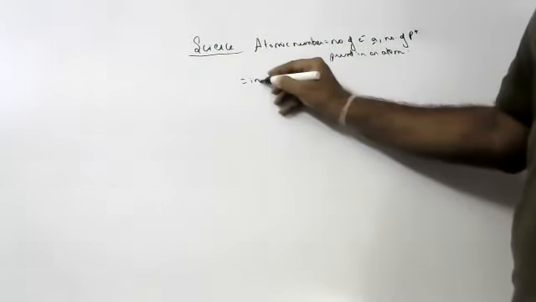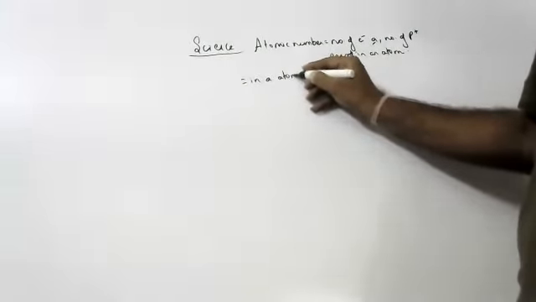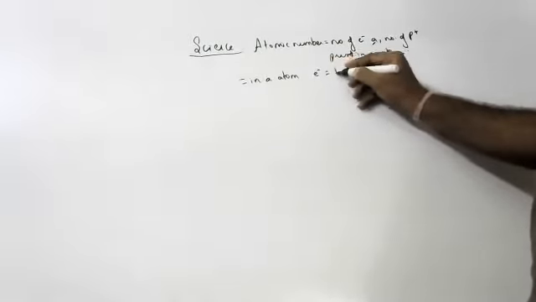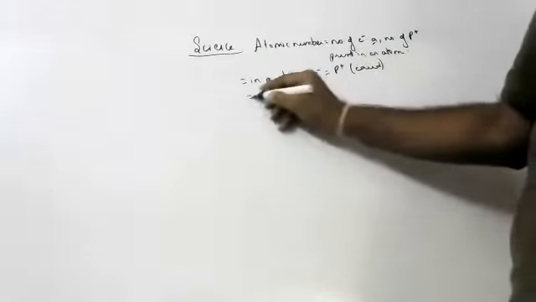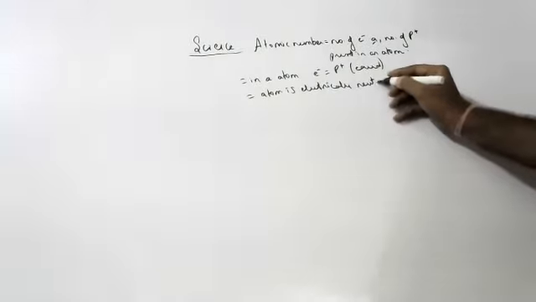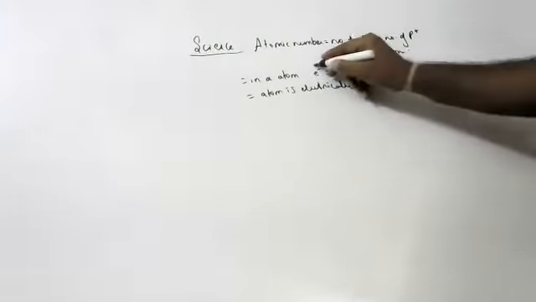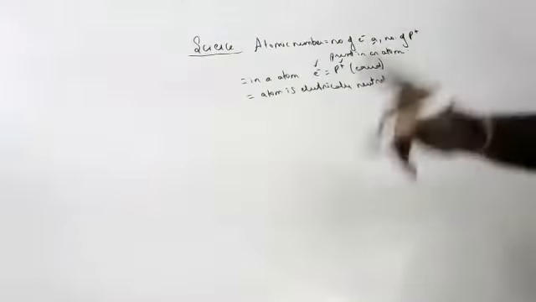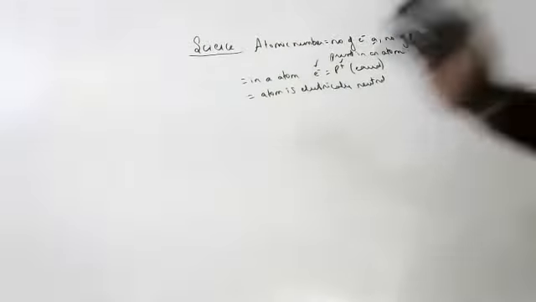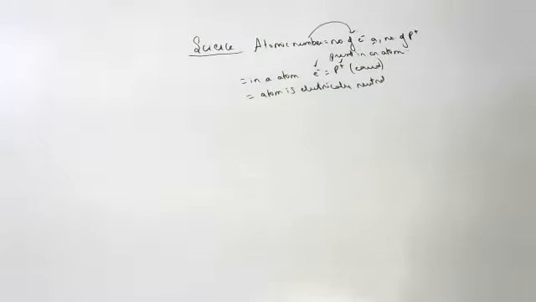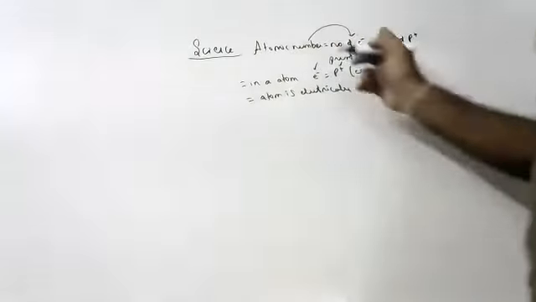Always in an atom, the number of electrons and the number of protons will be equal, 100% they will be equal. That's why an atom is electrically neutral. Why is an atom electrically neutral? Because the number of negative charges and positive charges are equal. They cancel each other. Therefore, electrons and protons are equal. The number of electrons and number of protons are called the atomic number.